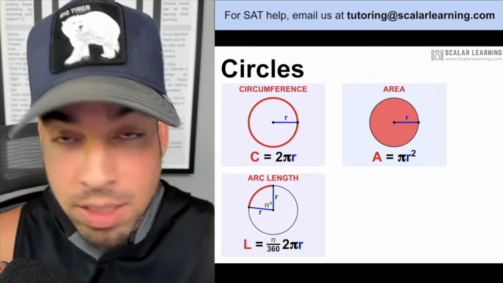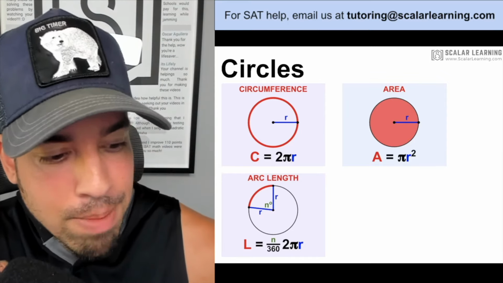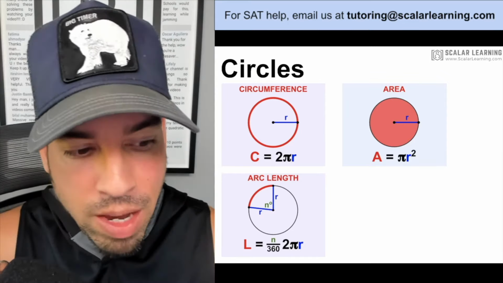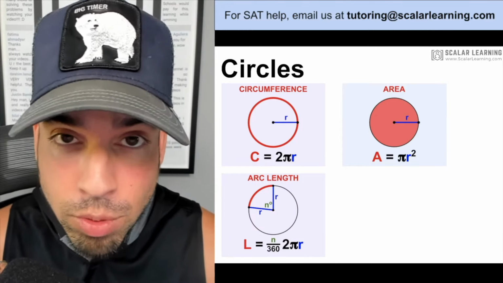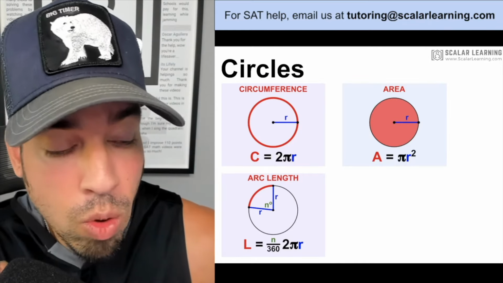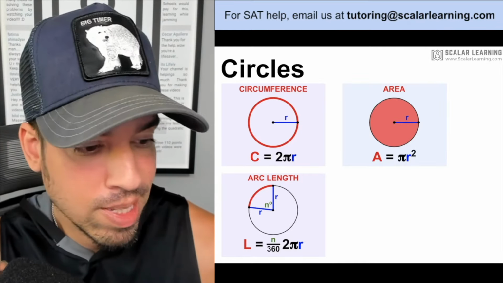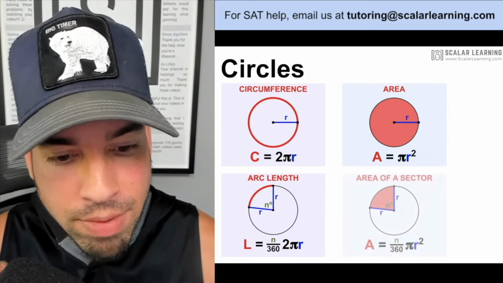First is arc length. So you'll notice arc length, it's like a piece of the circumference. How do we get that piece? We take the circumference and we multiply it by the central angle out of 360. Why out of 360? Because that's all the degrees in a circle. So it's the part over the whole. If this were in radians, it would just be that central angle over 2 pi, because 2 pi is the same as 360.